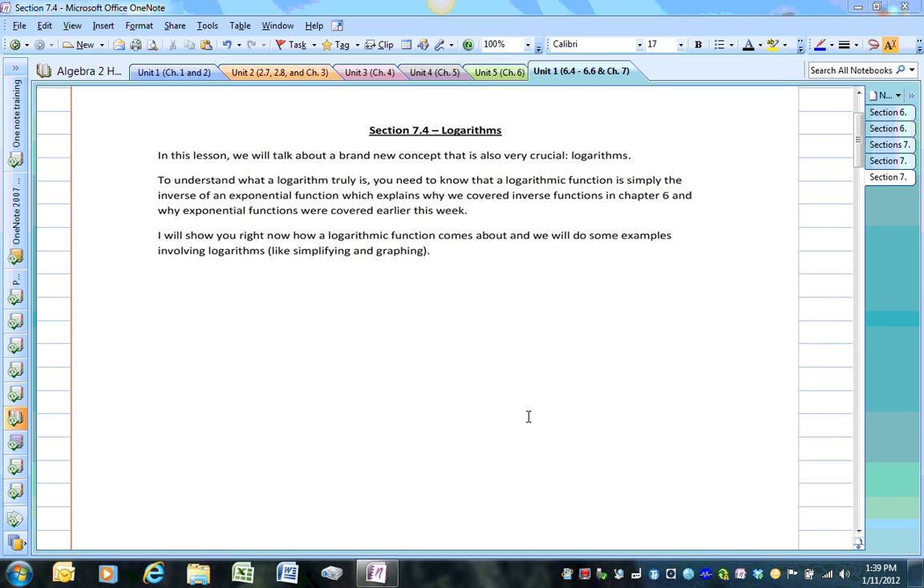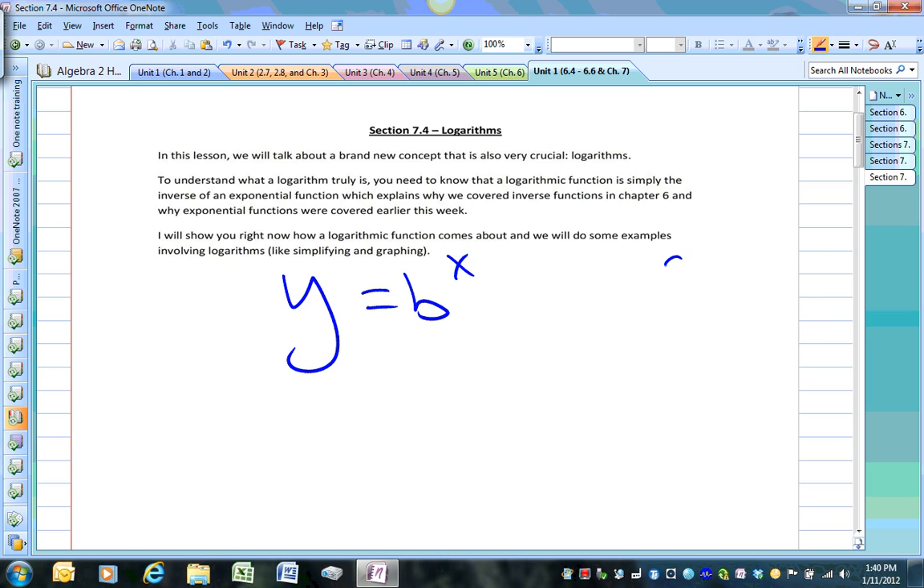So to understand what a logarithm truly is, it's simply going to be the inverse of an exponential function. Because if you took an exponential function and tried to find its inverse, you'd switch x and y. You've got to then solve for y to truly get the inverse function, but you'll see we have a problem. So let's say I take the most basic exponential function, y equals b to the x, and we'll assume a equals 1. Okay, so you have y equals b to the x.